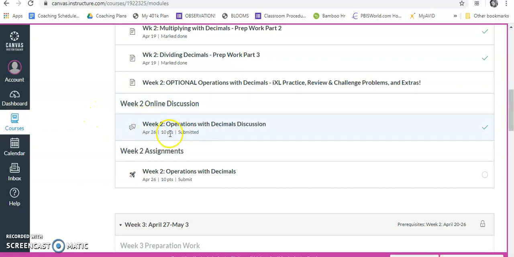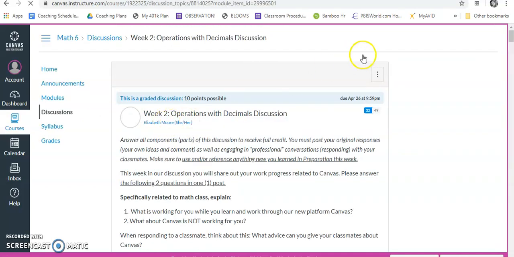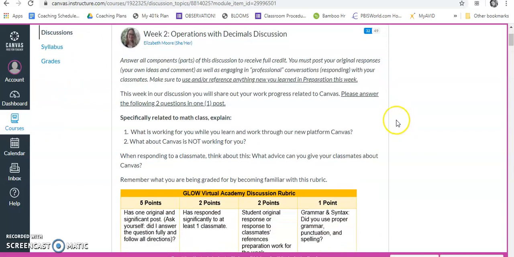Once we reach our discussion, we're going to click on week 2 discussion board here. And the first thing I want to do is read all the instructions that Miss Moore has left for me. So let's read through that together. We want to answer all components in this discussion to receive full credit. You must post your original responses as well as engaging in professional conversation with your classmates. Make sure to use and/or reference anything new you learned in preparation this week.